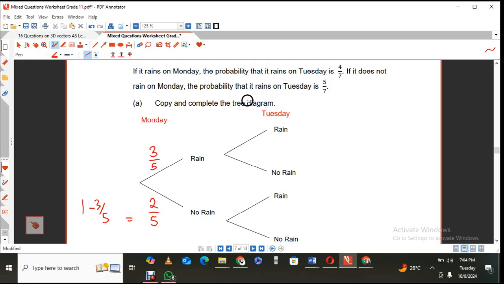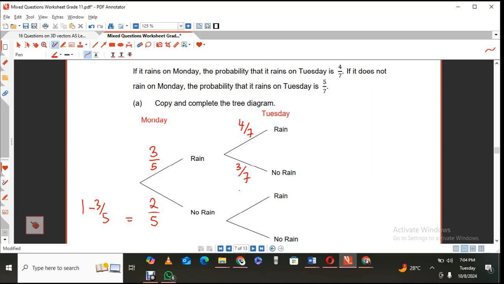Then the probability that it rains on a Tuesday is 4 upon 7. So that it doesn't rain will be 3 over 7. Obviously, you need the 3 to add to that 4 to make it a 1.